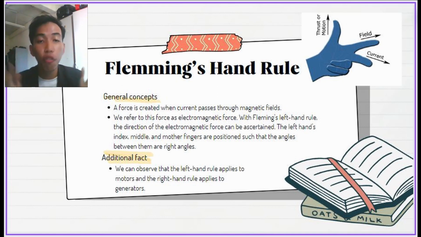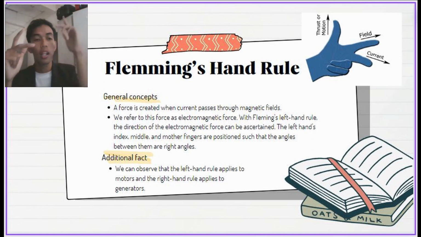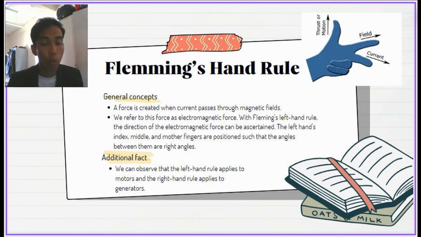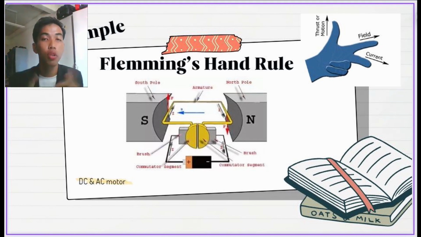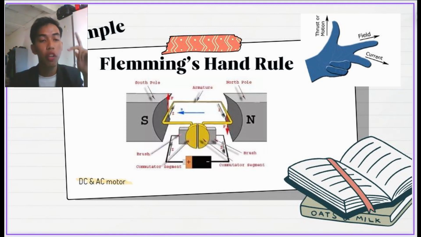For an additional fact about Fleming's hand rule, we have two hands, left and right. We can observe that the left-hand rule applies to the motor, while the right-hand rule applies to the generator. Now for the example: Fleming's hand rule is applied in DC and AC motors, such as what is shown in the present slide. The arrow refers to how we use this rule.